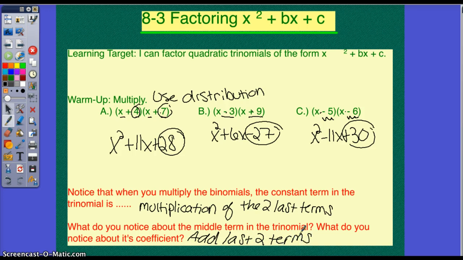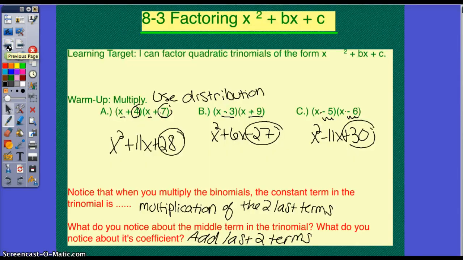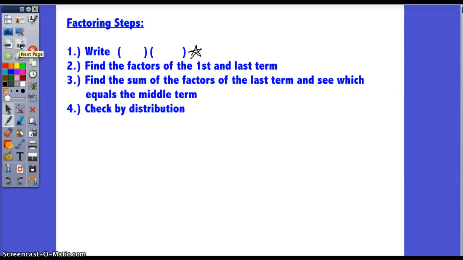Now before we start factoring, I want you to take a minute and jot down these factoring steps. You have 4 blanks in your notes. Please hit pause and write down these steps. The first one, these are kind of like your brownie points. Every single one of your answers here, they all were 2 binomials. So you're going to have 2 parentheses. This is like your brownie points.